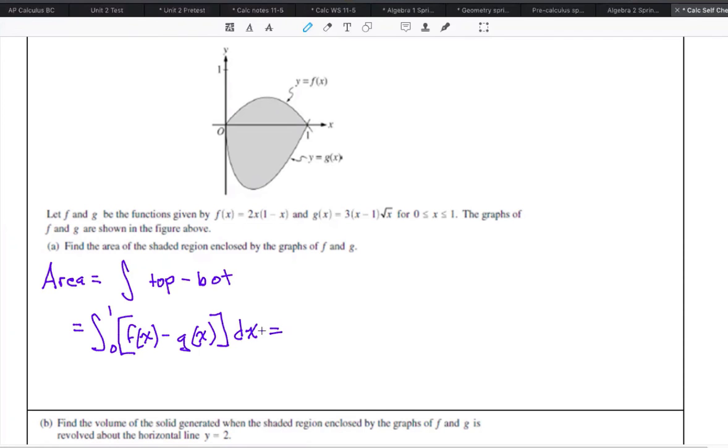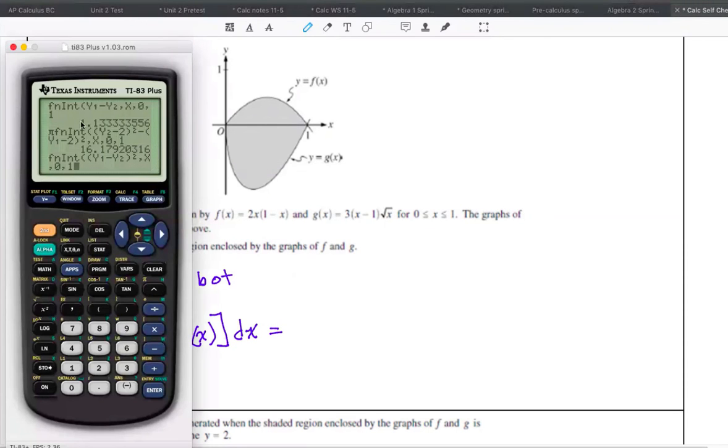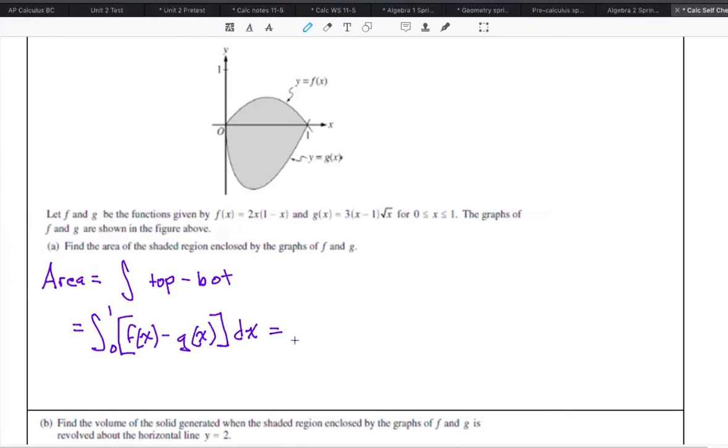Okay, and then what is that thing? Pull up my calculator, and I already did it up here, and I got 1.133. So come back up here and say this is 1.133. Final answer, and box it.